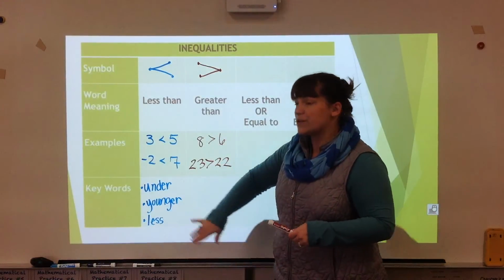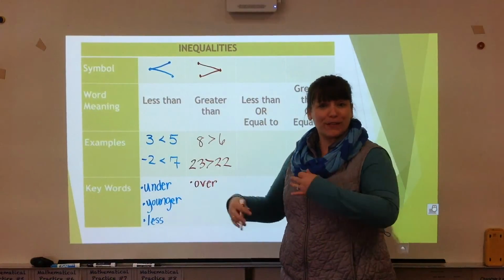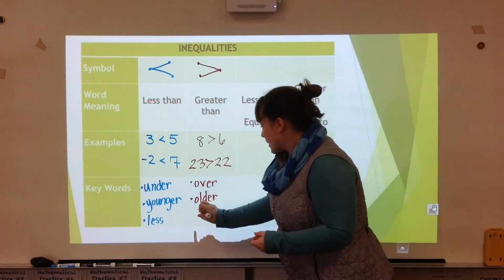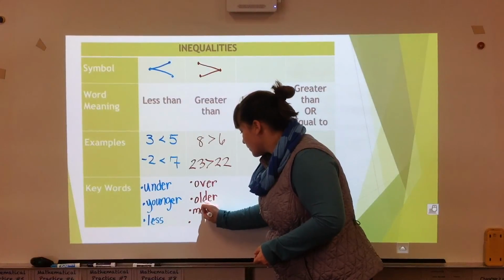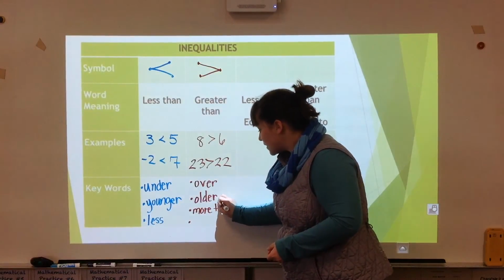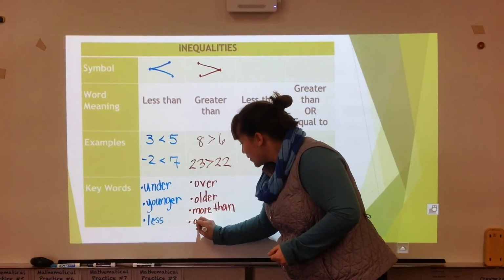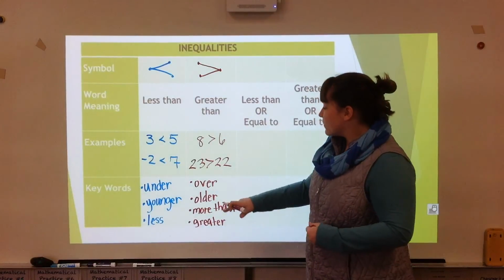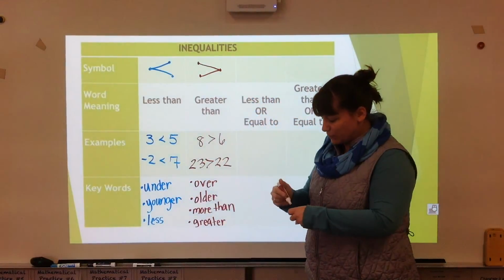So instead of under, you might see the word over. Instead of younger, you might see the word older. You also could hear the phrase more than, and I got one more after that just for your spacing. More than, so you gotta write a little bit tiny here. And the last one, again, the most obvious, is greater. Again, these keywords are going to show up, and you have to be able to associate that these are talking about the greater than symbol.